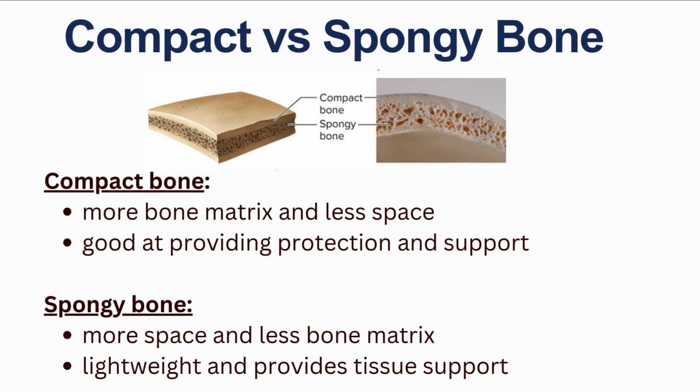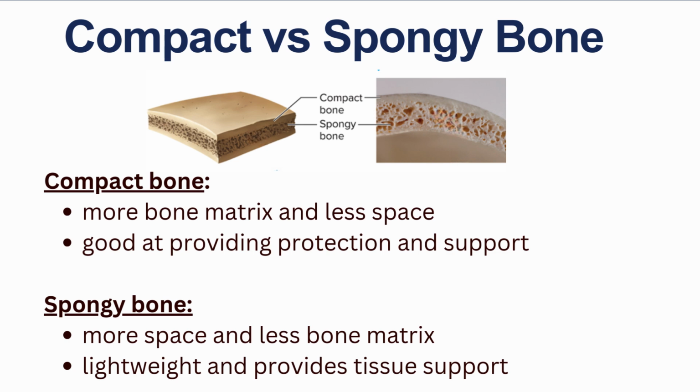Before looking more closely at bone histology, it's important to understand that there are two types of bone tissue in the body: compact bone and spongy bone. Even though both types are made of the same cells and have the same extracellular matrix, they differ in how these materials are organized, which then gives them different structures and functions.